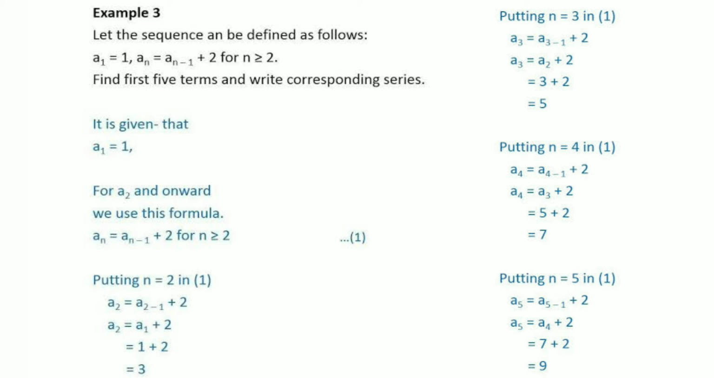Putting n equal to 4 in the equation, a4 equal to a4 minus 1 plus 2, a4 equal to a3 plus 2. We got a3 equal to 5. So 5 plus 2 equal to 7. Putting n equal to 5 in equation 1, a5 equal to a5 minus 1 plus 2, a5 equal to a4 plus 2. We got a4 equal to 7. So 7 plus 2 equal to 9. So we get the 5 terms. They are 1, 3, 5, 7 and 9.